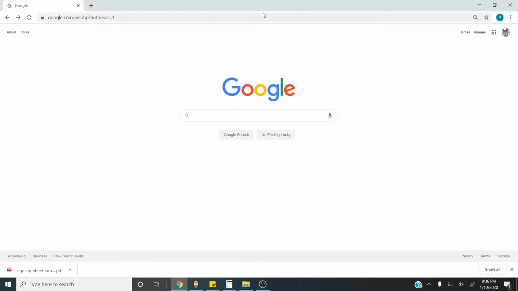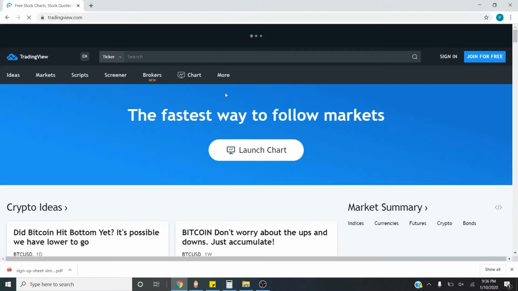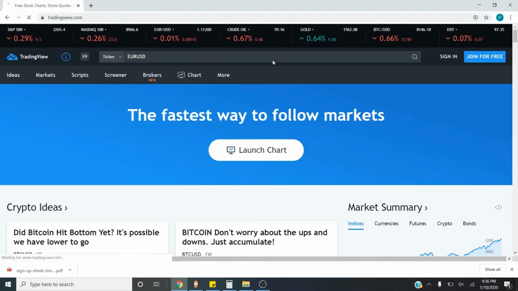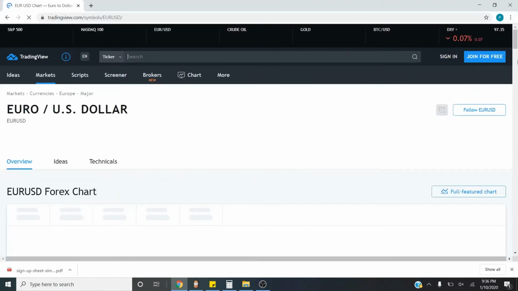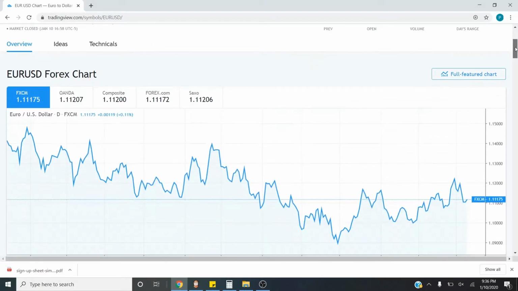Hello everybody, we're going to be going over some basics with TradingView. Go to tradingview.com and we're going to go over to our ticker and type in EURUSD. If you're not familiar with TradingView, this is definitely a website that you should check out. A lot of really great information.